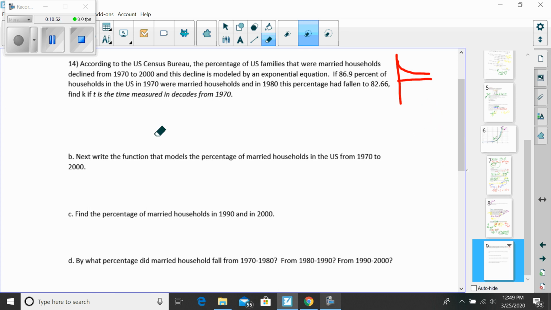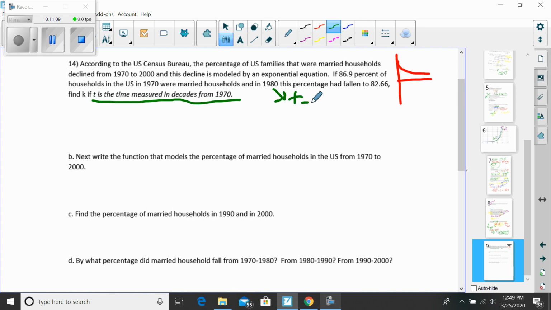So let's get started. In this case, notice units are so important. I've said that about 10 times so far. T is measured in decades, which means when I talk about 1980, T is 1. That's been 1 decade. So I start my stopwatch in 1970. So that's T equals 0, 1970. And 1980 will be T equals 1. 1990 is T equals 2. 2000, T equals 3. I'm getting ahead of myself.